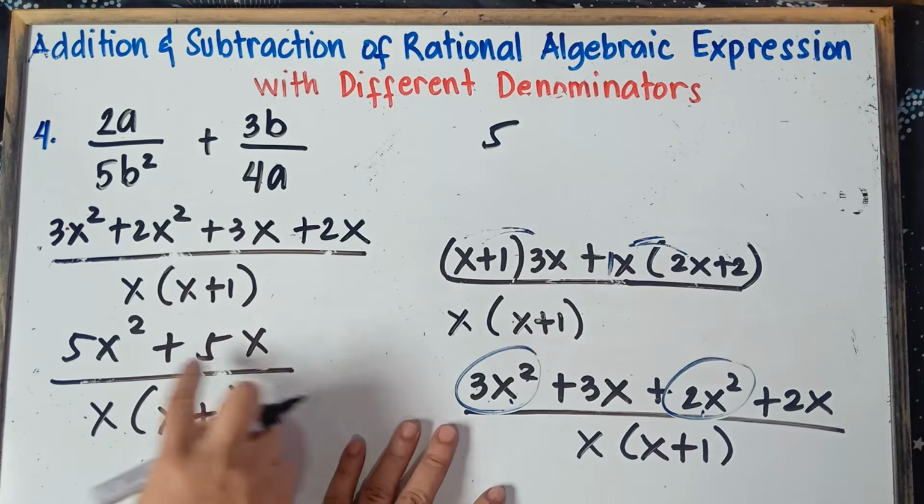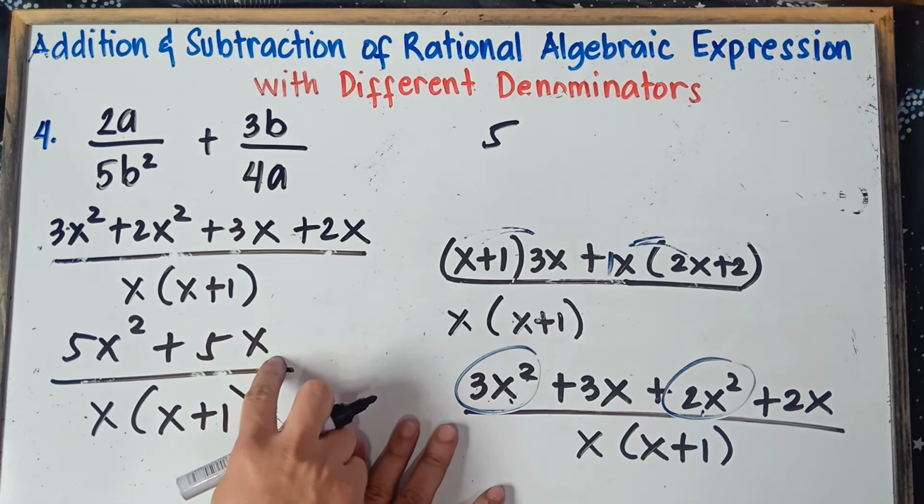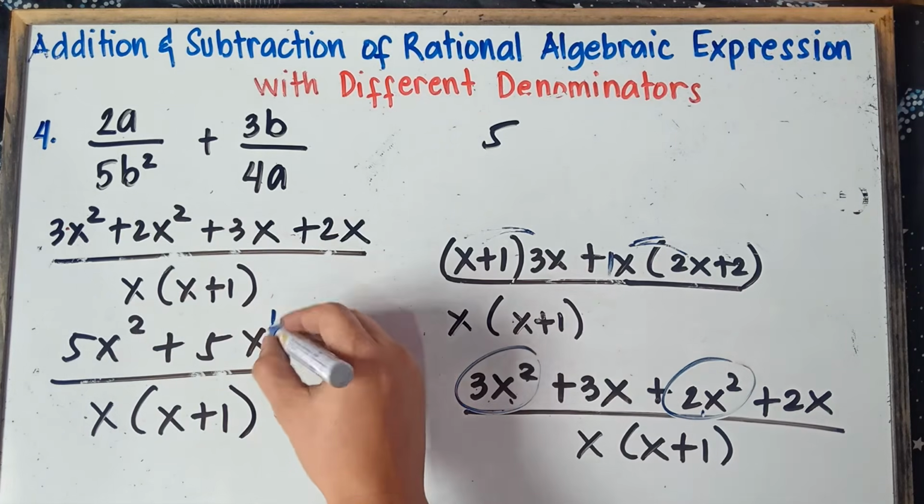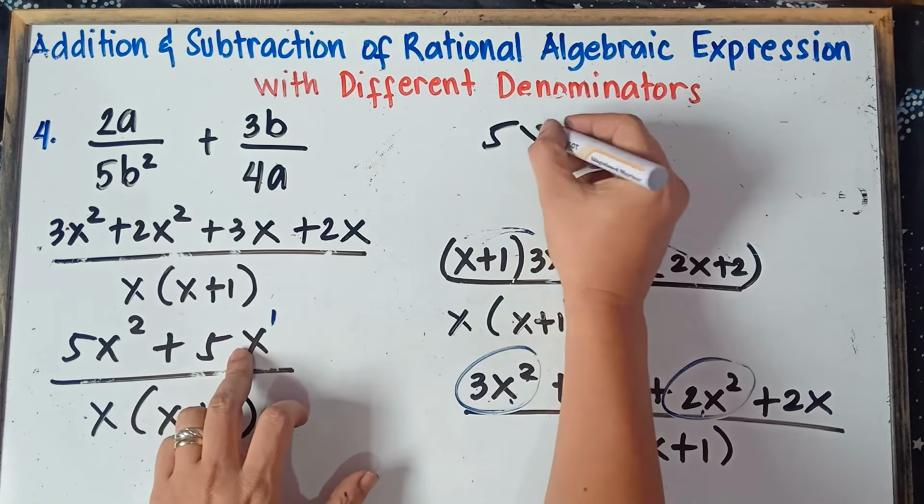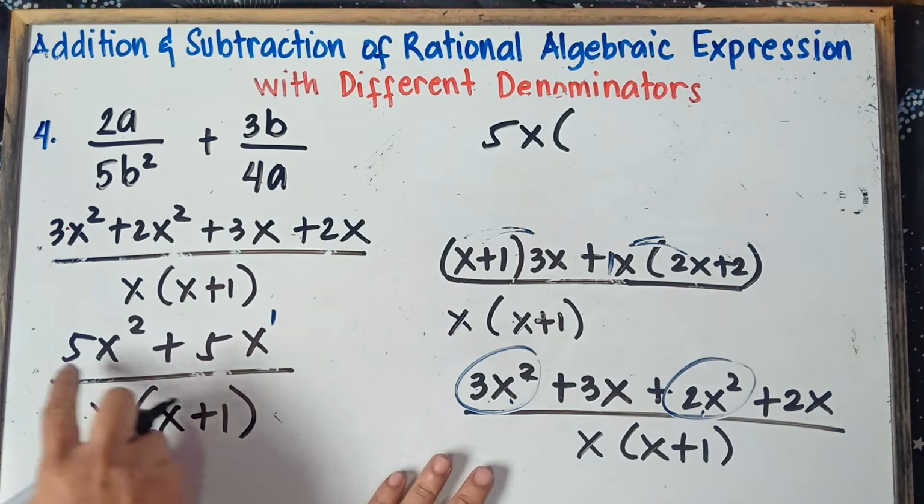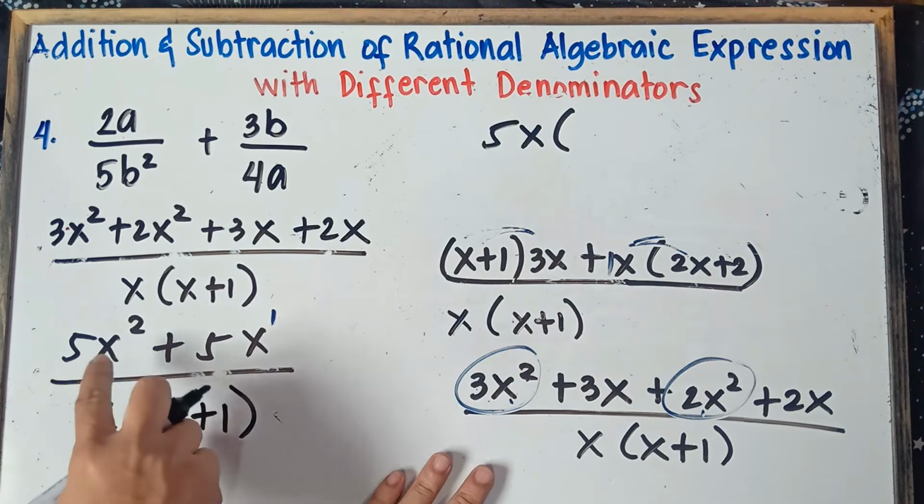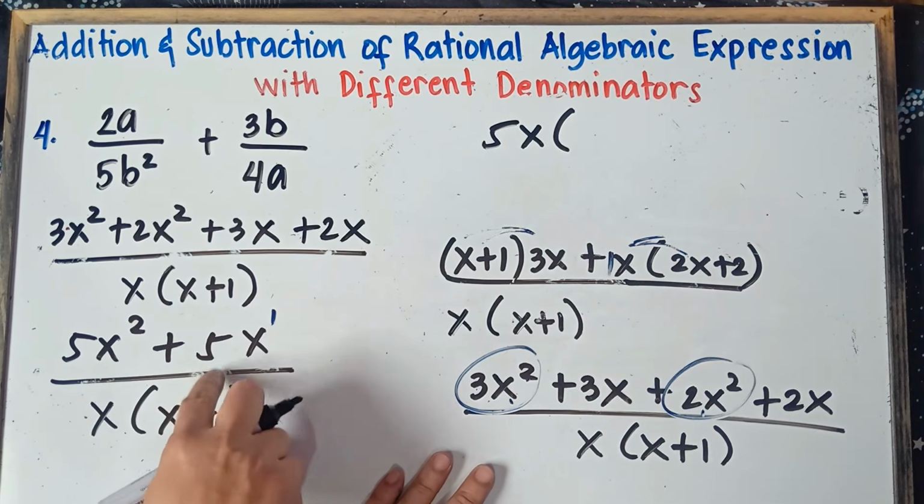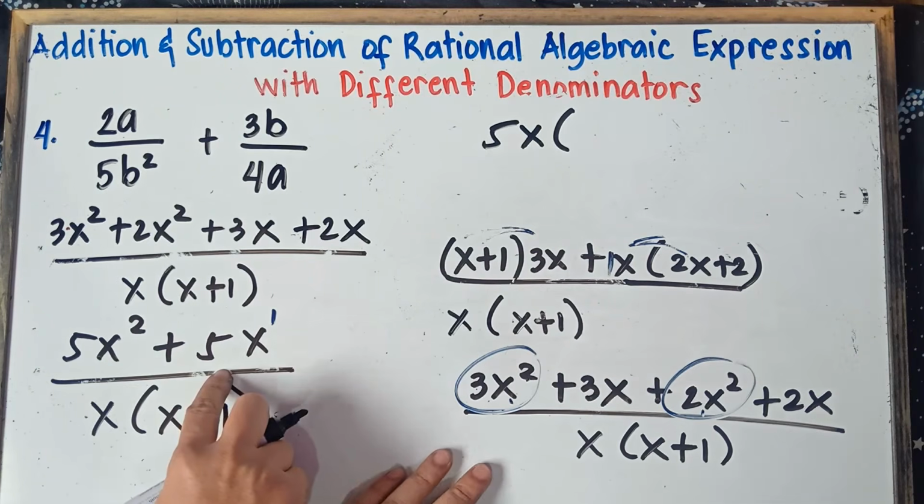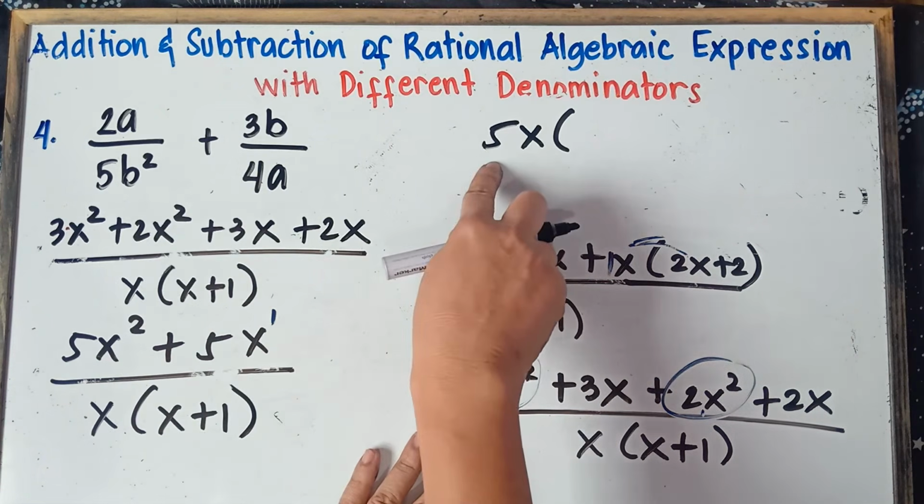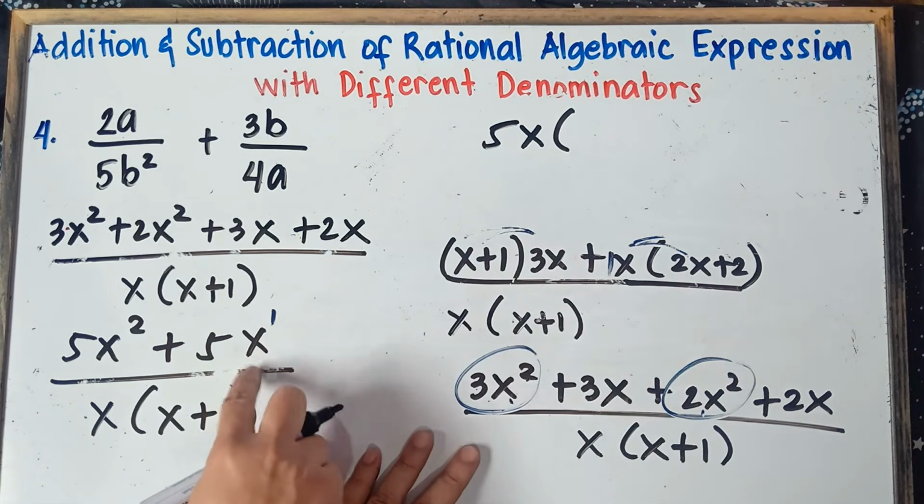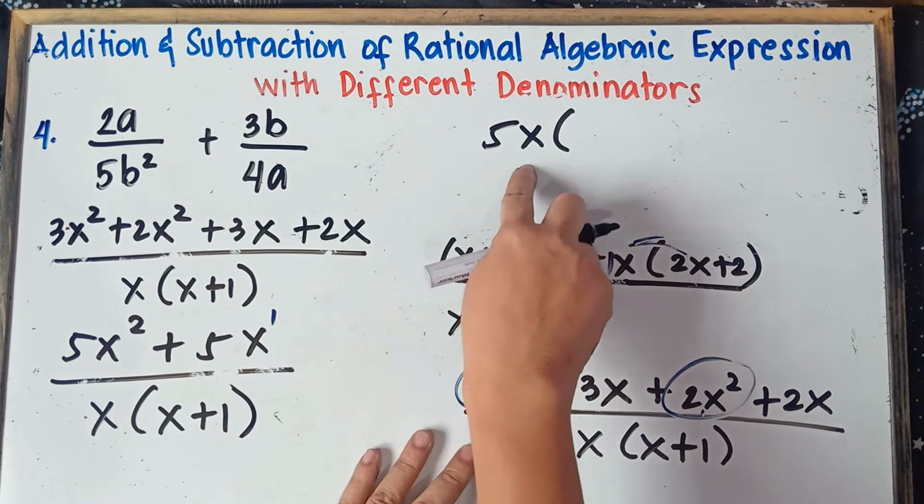Now for the letter, class, select the letter with the least exponent. Once again, class, to factor this out, select the letter with the least exponent. So we'll be selecting x, so this will be 5x. Once again, class, for the number, we can divide 5 by 5. So 5 divided by 5 is 1, 5 divided by 5 is 1. So therefore, the GCF of 5 and 5, that would be 5. And then for the letter, select the letter with the least exponent, that would be x.